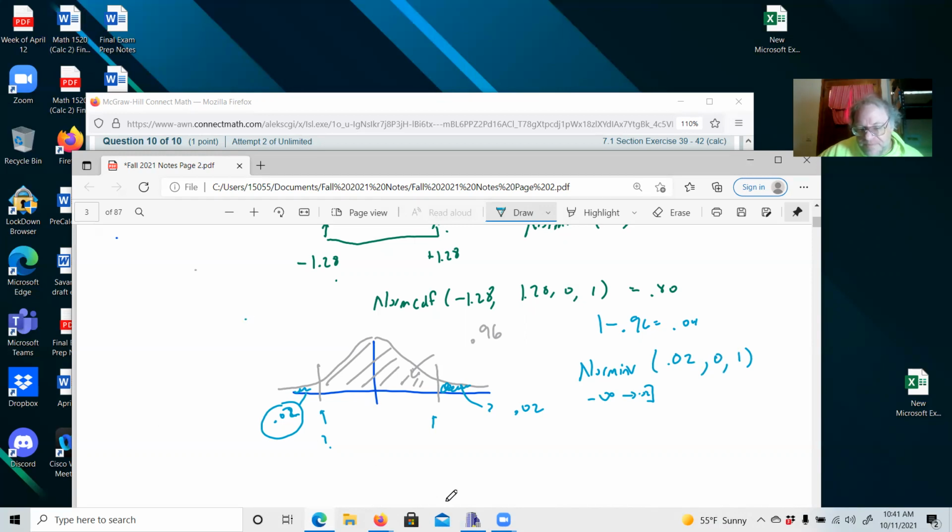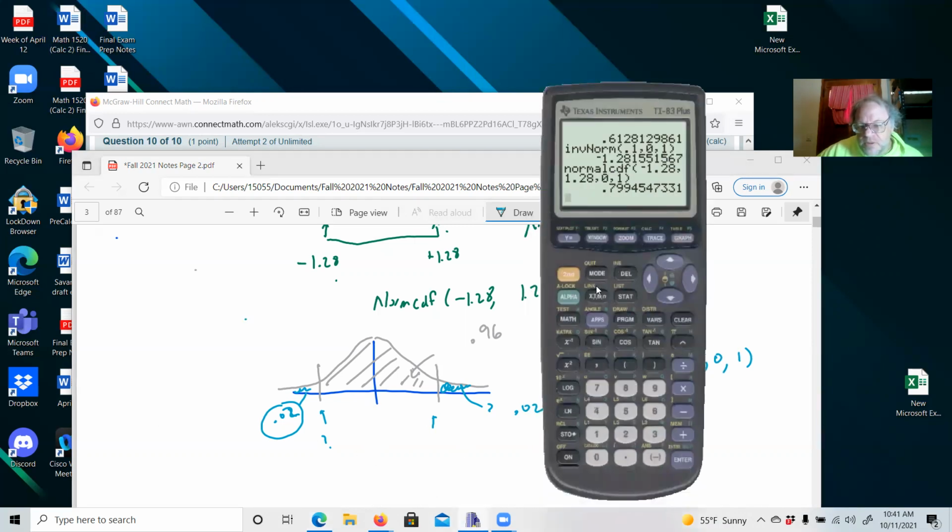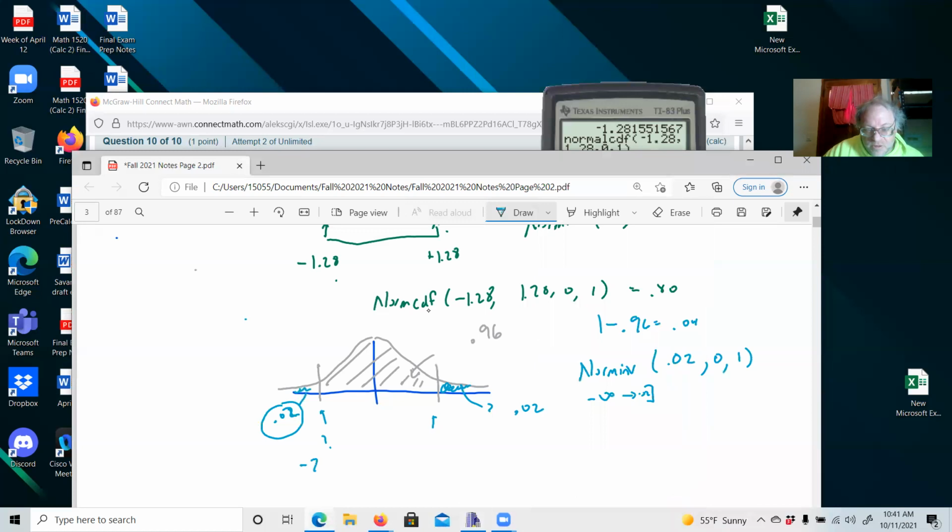So let's type that in. Second function, distributions, norm inverse, enter. So 0.02, and then the mean and standard deviation. Enter. Negative 2.05. Whatever happens on this side is going to happen on that side, so plus 2.05. That would be my answer there, between negative 2.05 and positive 2.05.